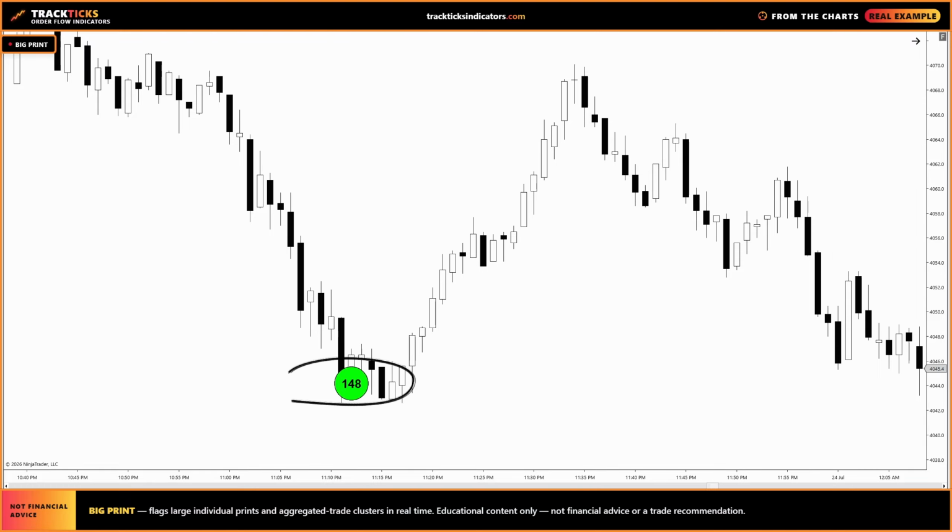This is an individual trade print at 148 GC buy contracts. It's potentially signaling the bottom of a sharp move down and giving us a look at a possible long position. Now in the same chart, after the long position trade plays out, we had an aggregated trade print at 86 GC sell contracts, signaling a potential reversal back to the downside, giving us a look at a second trade, but now as a potential short.